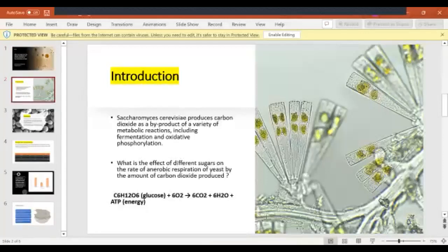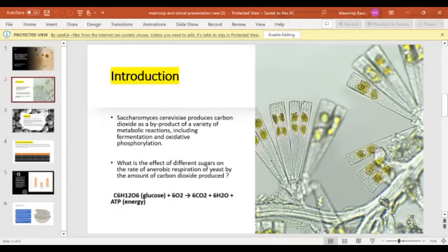This is the reaction you see. In this, glucose is oxidized, and it produces carbon dioxide, water, and ATP, which is the energy released in this reaction. So glucose is used to make the ATP.